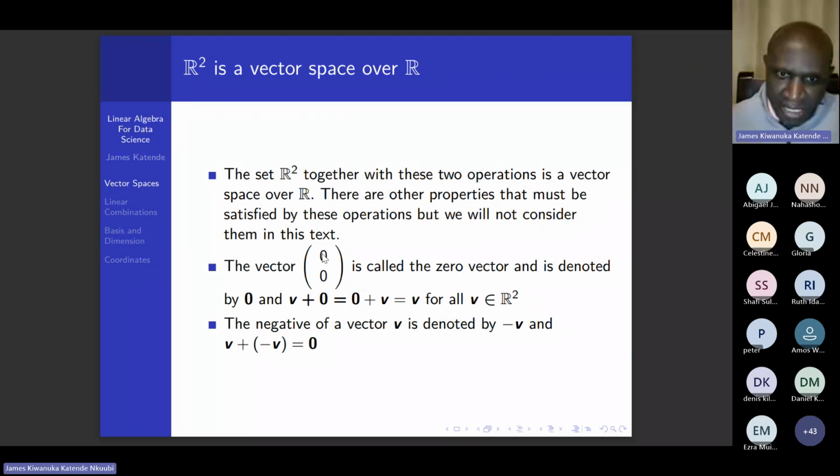So we have a special vector in which both entries are 0, and that is called the 0 vector. We denote it by this bold 0. If you add 0 to any vector, it doesn't change. So v plus 0 is the same as 0 plus v, and it's equal to v for any vector that you pick from R2. There's also another special vector, which is called the negative of v, and it's simply denoted by minus v. If you add v to its negative, you get back the 0 vector.